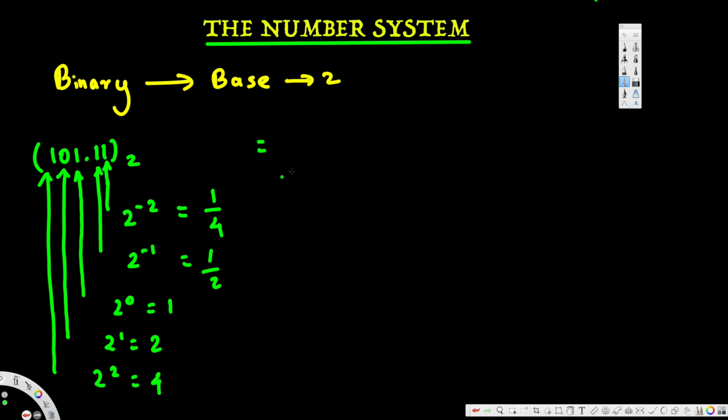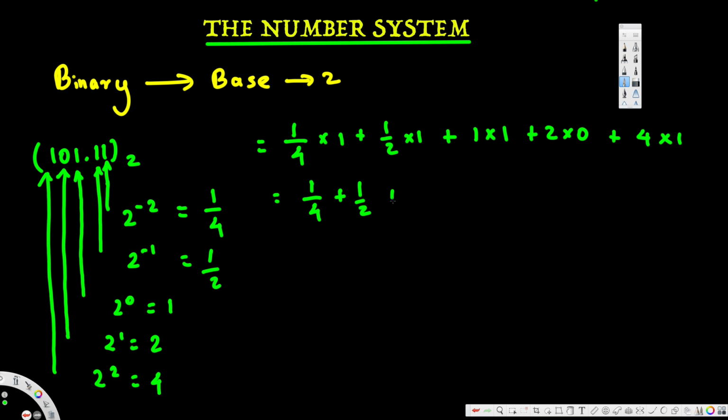Now let's go ahead and add them together. This is going to be 1 over 4 times 1, plus 1 over 2 times 1, plus 1 times 1, plus 2 times 0, plus 4 times 1. So this is 1 over 4 plus 1 over 2 plus 1 plus 4, which gives us 5 plus 3 over 4. So 5 3 over 4 gives us 5.75, and that's the value we are going to get from here.